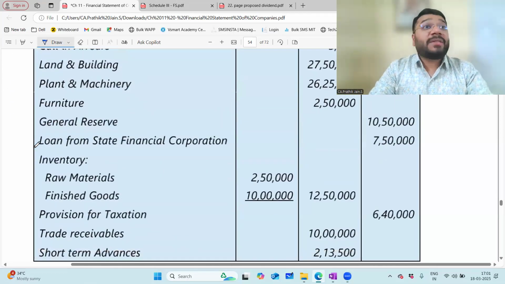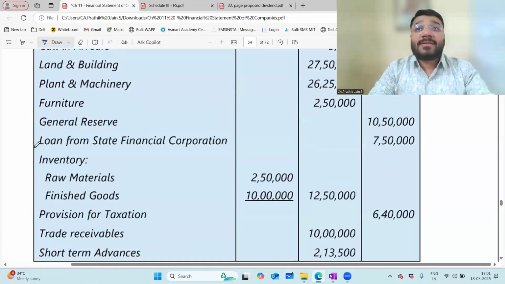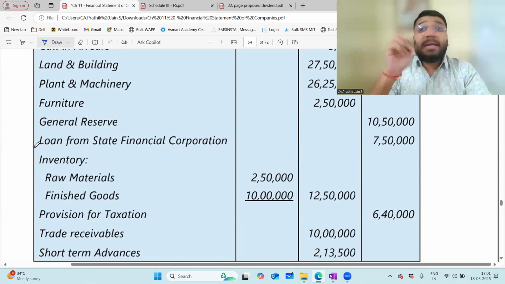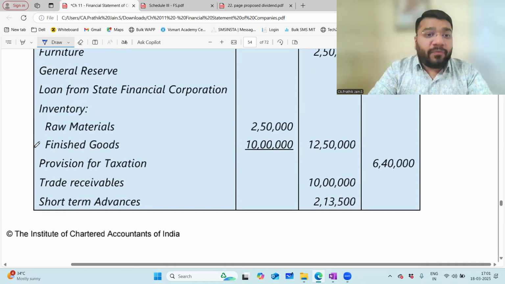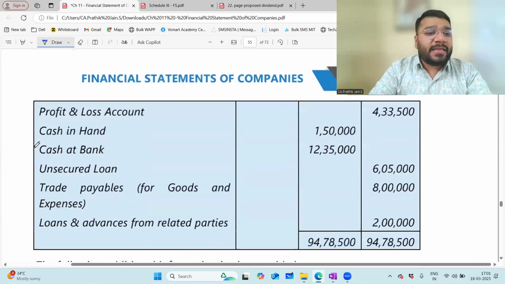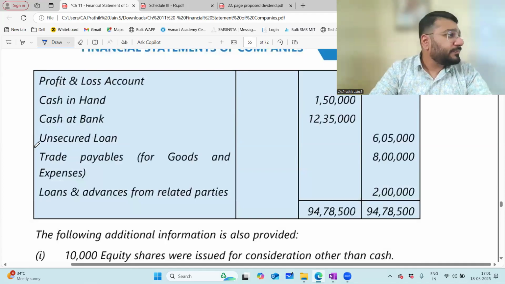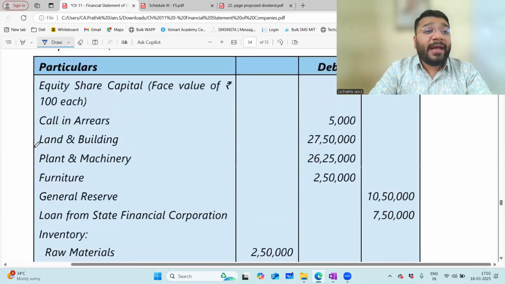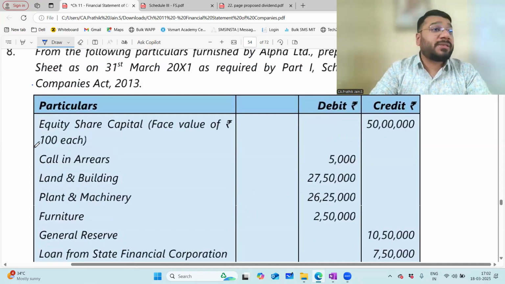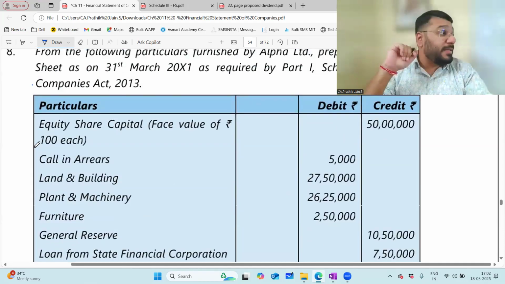Now for that, I'll come and check the trial balance. In the trial balance, if you have the items of revenue from operations, other income and all the other expenses, in that case, the P&L is not yet prepared. Now, do you find any items of income and expenses, gains and losses in the trial balance? No, which means this is not the final trial balance.